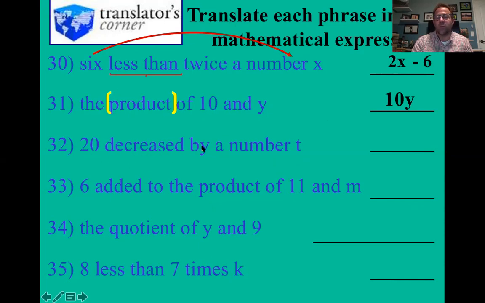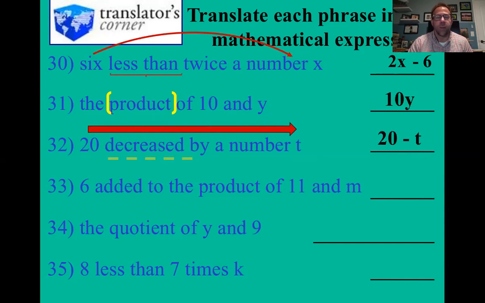Is that a private party word? Does that tell me there's a private party? Not really. That just means subtraction, right? So decreased by. So now if there's nothing fancy, we want to just write it the way we read it. So we saw 20 first, then minus a number t. So 20 minus t.